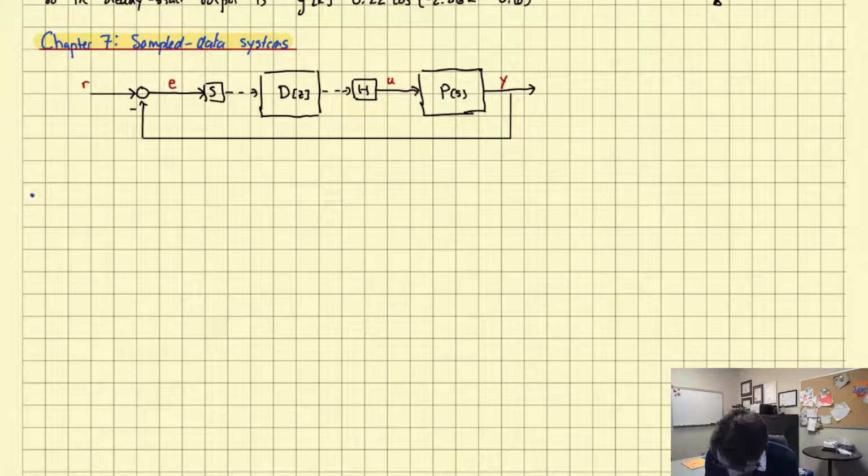So what we're going to say is that the ideal sampler is a linear system.